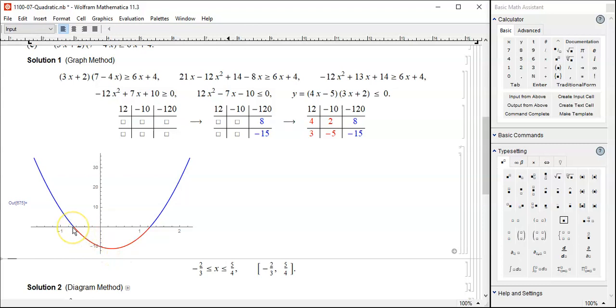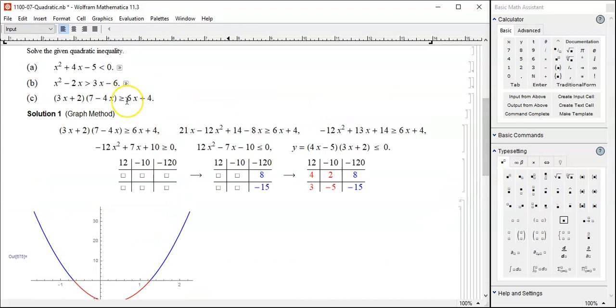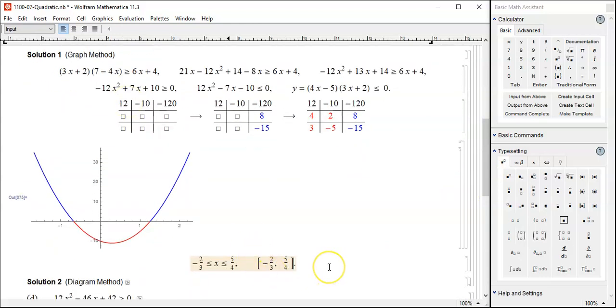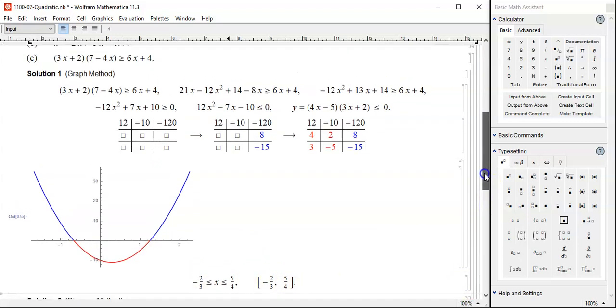And then this zero here is -2/3. That zero over there is 5/4. Two x-intercepts, -2/3 and 5/4. You can see those from here. And the middle interval goes like this. The original problem is a semi-inequality, greater than or equal to, so we have brackets, not parentheses. Let's see. Do I have the full problem in the same viewing window? Okay, here we go.